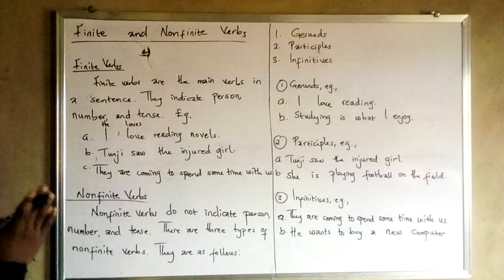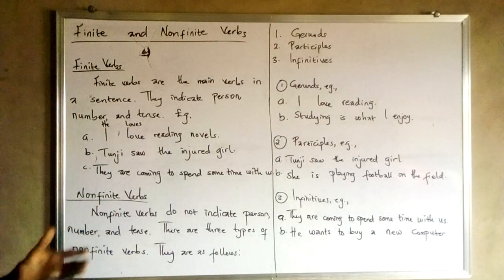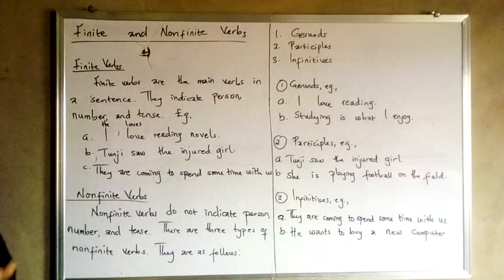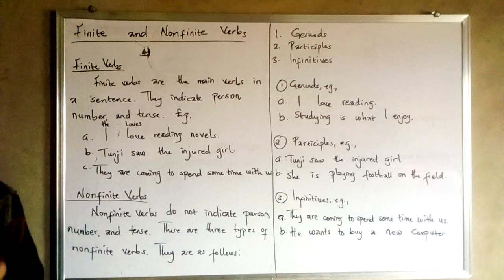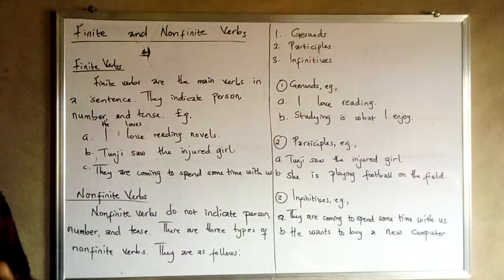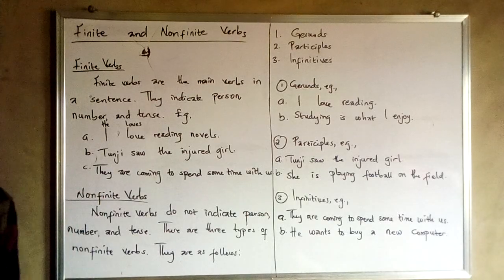And here we have tense. Tense actually has to do with time, the time a subject performs an action. So when an action is performed in the past and we have a verb showing that the action is performed in the past, that shows the verb is a what? Is a finite verb. And when the action is being done presently and a verb is expressing the present state of the subject, we consider such a verb to be a finite verb.